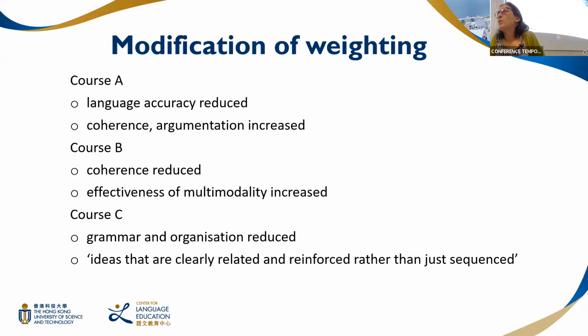Part of the reason for that is what we did was, we did a lot of making modification where we could to try, again, to ensure fairness. So a number of courses modified the weighting of the criteria. And what's interesting is I'm going through and looking at what people said they did. One course, language accuracy reduced, makes perfect sense. Coherence argumentation increased. Whereas interestingly, another course said coherence reduced. Kind of interesting. But the effectiveness and multimodality, we put more on that. So, I mean, to me, this just illustrates that we, living laboratory, we're trying to figure it out as well. We're not entirely sure. Grammar organization reduced. Ideas clearly related and reinforced rather than just sequenced is what they were looking for.